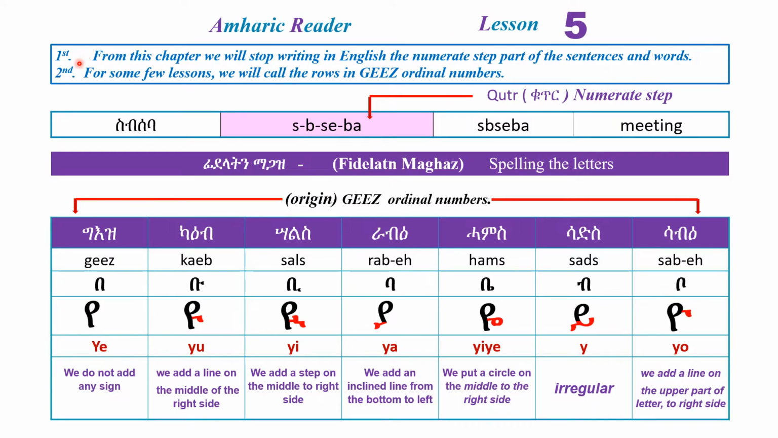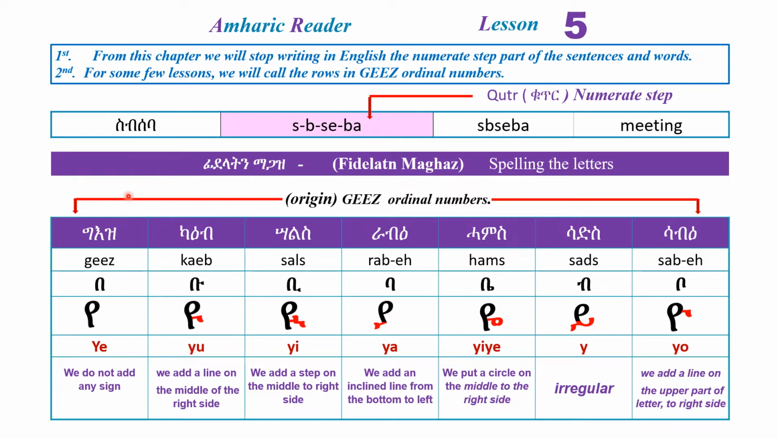Lesson 5. First, from this chapter, we will stop writing in English the numerate step part of the sentences and words. Numerate step, ቁጥር. Second, for some few lessons, we will call the rows Ge'ez ordinal numbers. Ge'ez, Ka'eb, Salis, Rabi', Hamis, Sadis, Sabi'. We call this in Amharic Fidelatn Maghaz. It means spelling the letters.